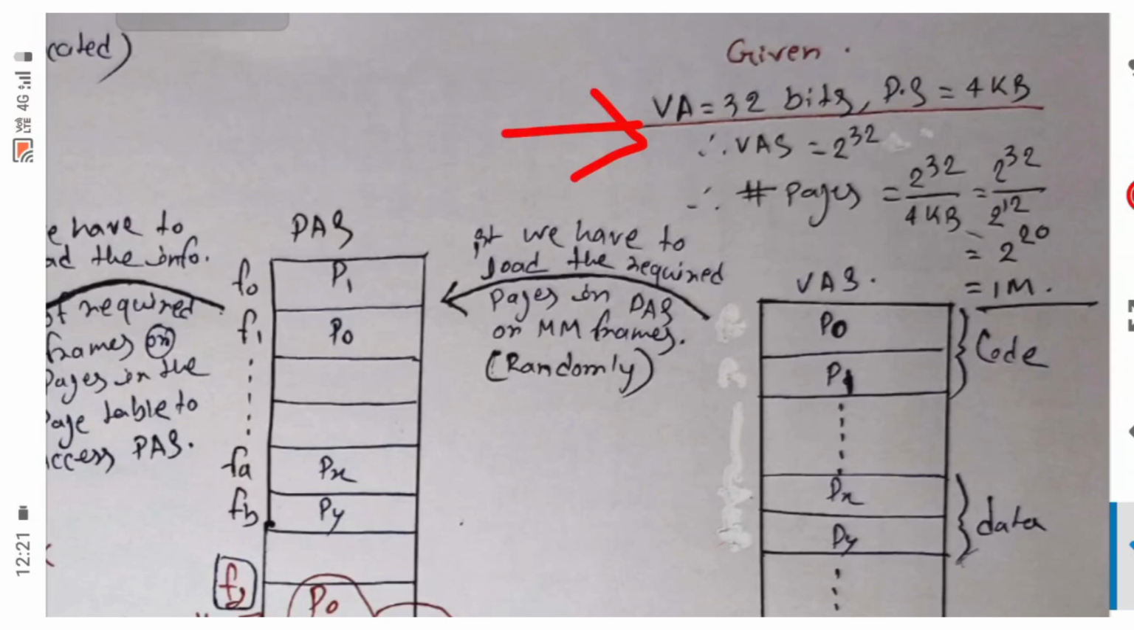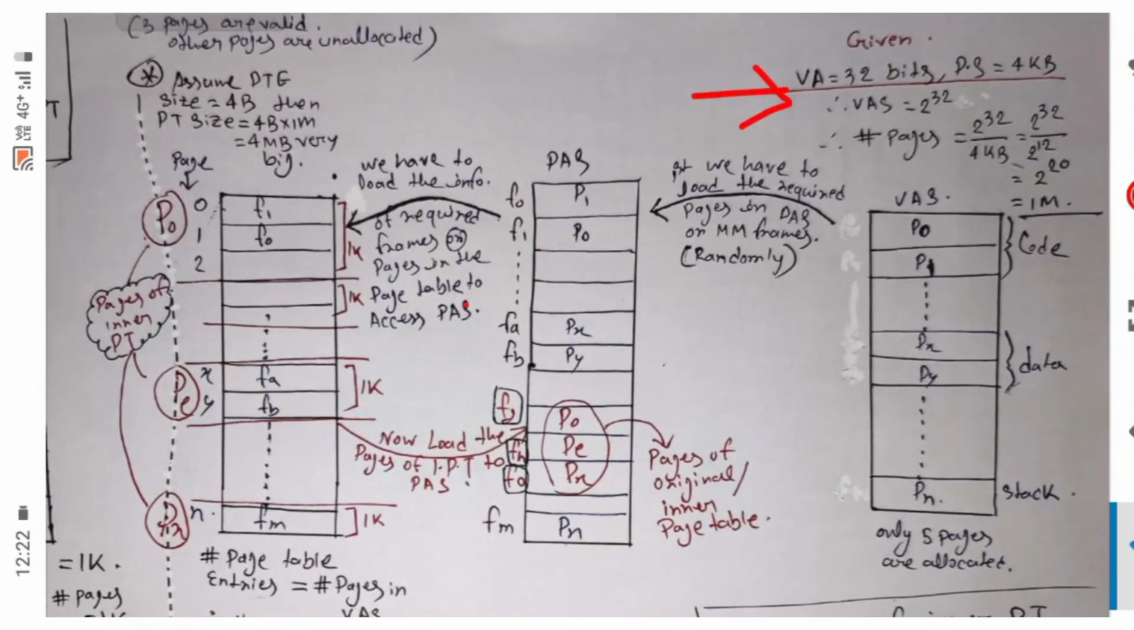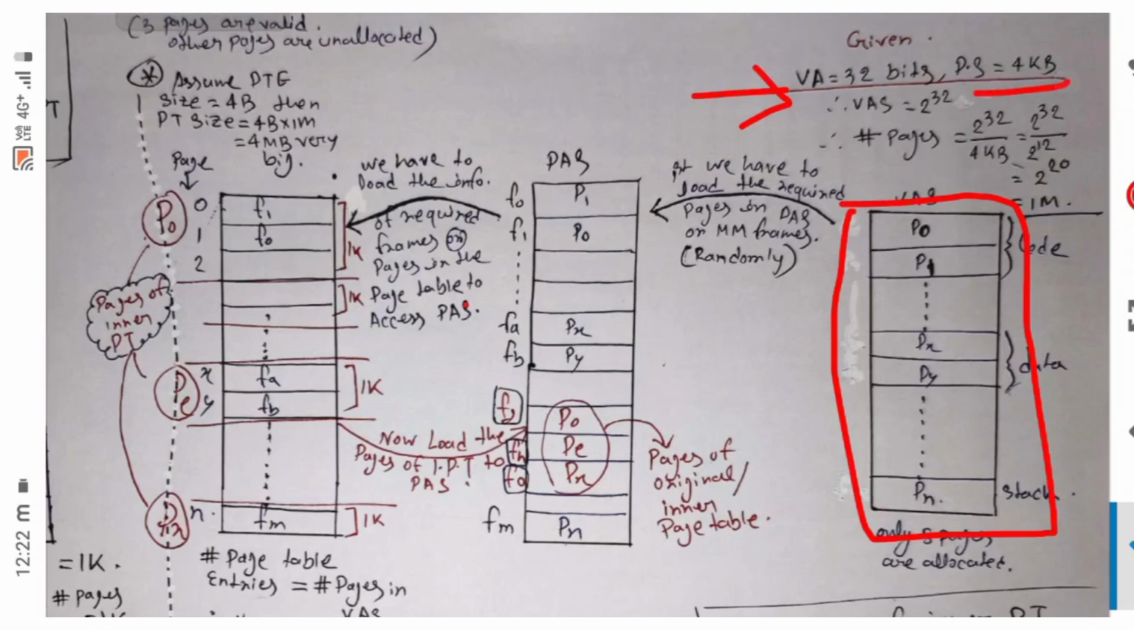And if we know the size of the virtual address space and the page size, then we can easily calculate the number of pages by dividing the virtual address space by the page size. So here the whole virtual address space is 2 to the power 32 and one page size is 4 KB. So the total number of pages is 1 M, or 1 million, or you can say 1 mega.